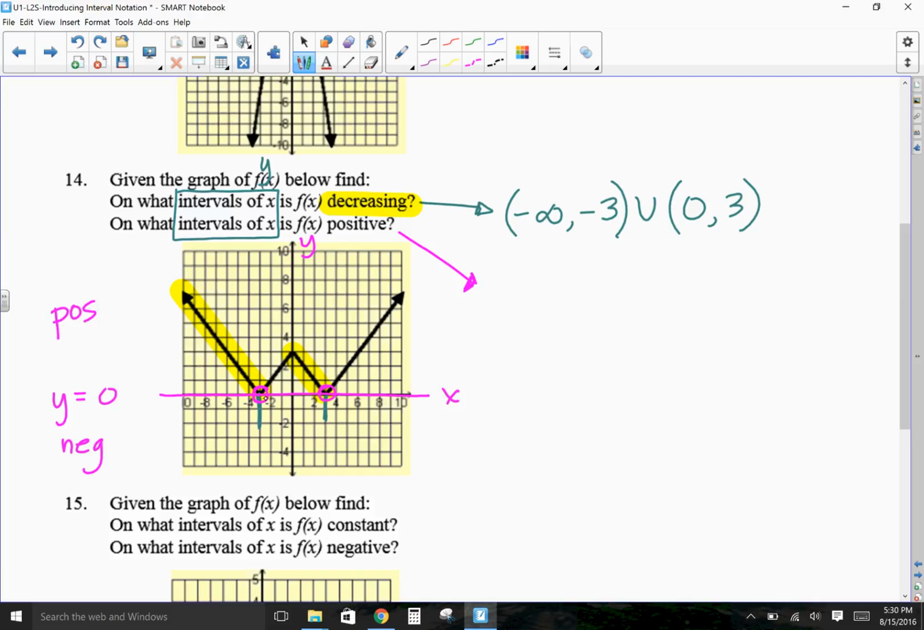So I go from negative infinity to negative 3, union. Then I have this middle piece, and the middle piece goes from negative 3 to that value, which is 3. And then I have the last one, which is 3 to infinity. If there's an arrow on it, then when you're naming the interval, it goes on to infinity or to negative infinity.